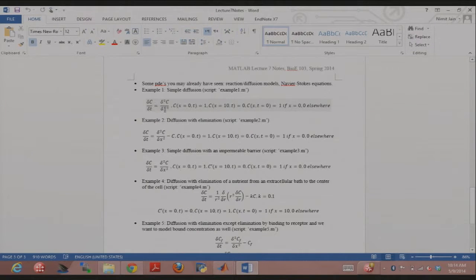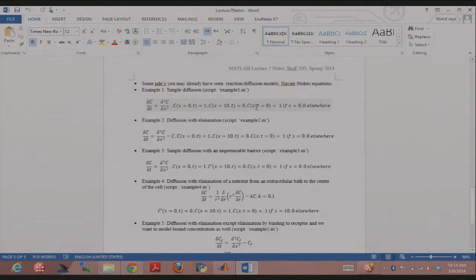∂C/∂t is D ∂²C/∂x², right? That's the equation I'm modeling. And here are my boundary conditions. At x is 0, my concentration is 1, always. At x is 10, my concentration is 0, so it drops.